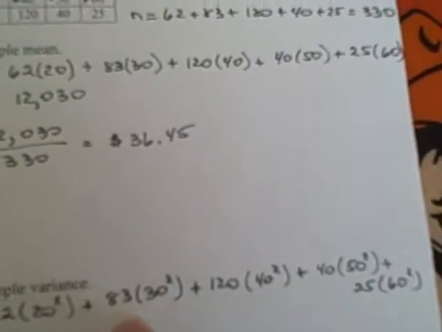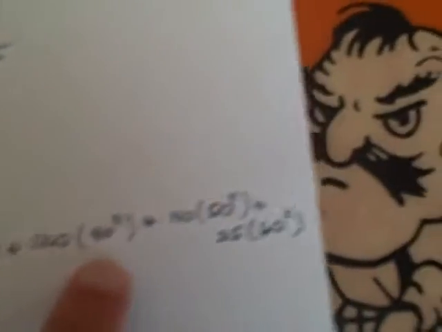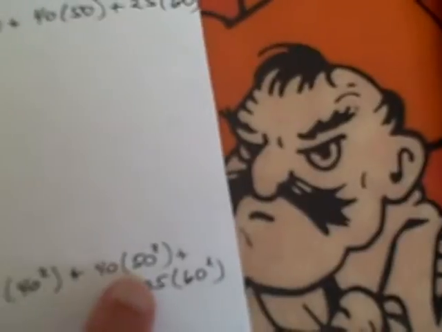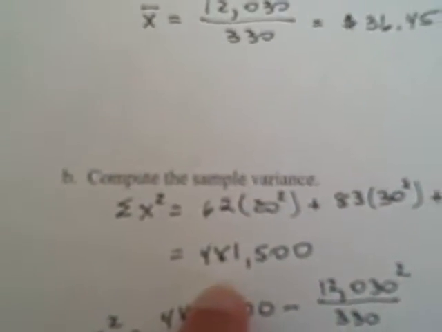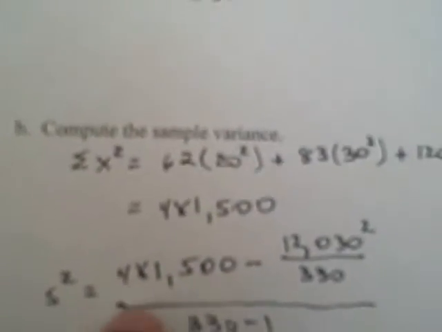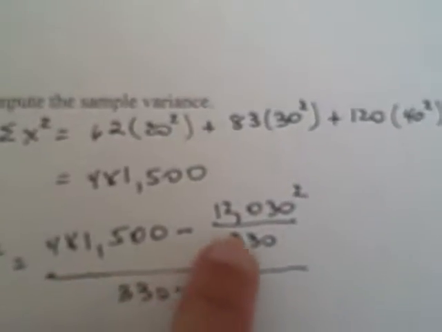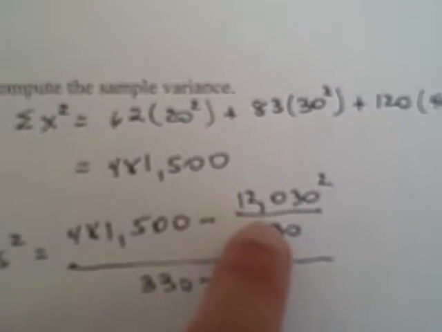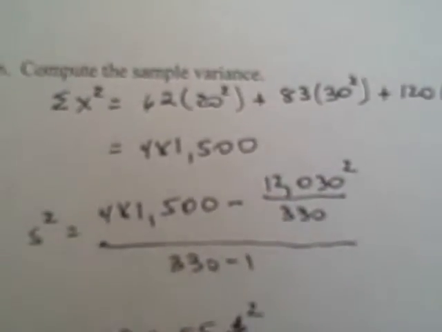How many 30 squareds are there? Well, there was 83 of them, okay? So 83 times 30 squared plus 120 times 40 squared plus 40 times 50 squared plus 25 times 60 squared. So adding up all those squared values gives you 481,500. So for s squared, I take my sum of my squared values, that 481,500, minus the sum of my x's, which was the 12,030, squared, divided by 330, divided by 330 minus 1.